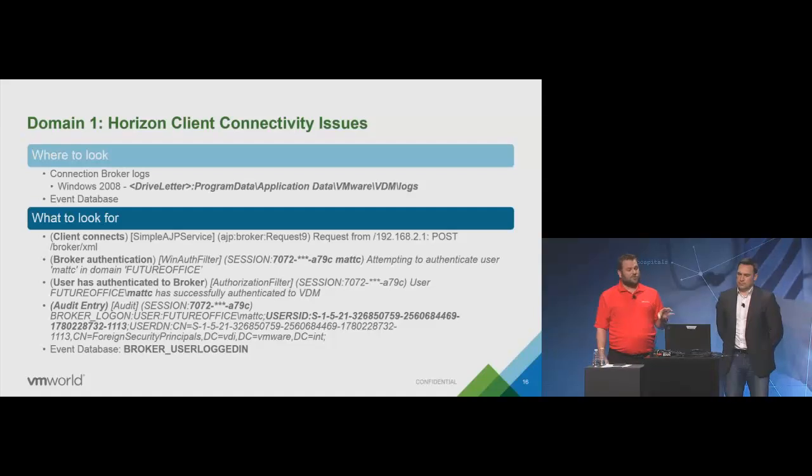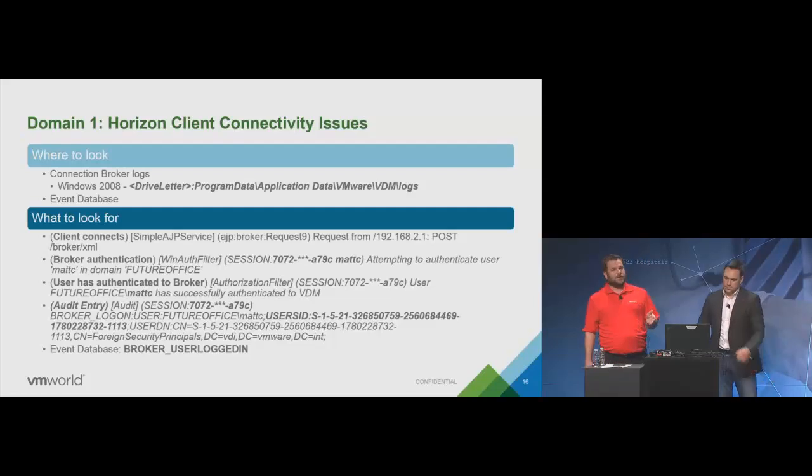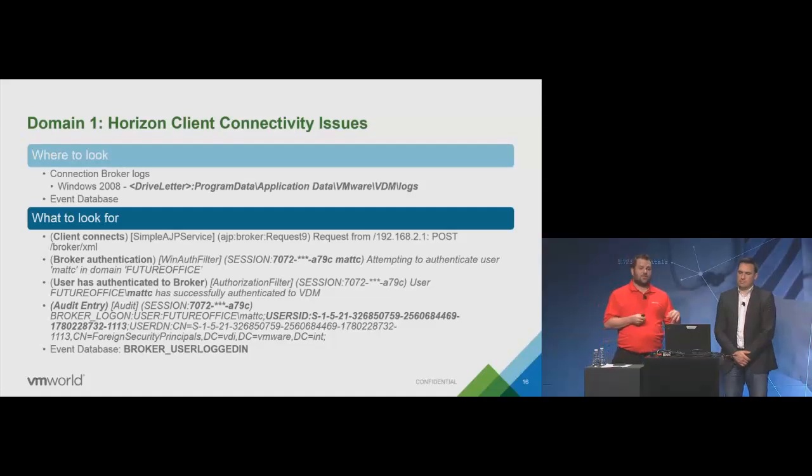What we wanted to do is highlight a few of the log entries that you might want to look for if you're having a connectivity problem, because there is a process to a connection for Horizon View. There's an attempt to connect, there's authentication. All these things are going to have an entry as part of the process. I have some of them listed here for you to see. These are typical log entries that you would see.